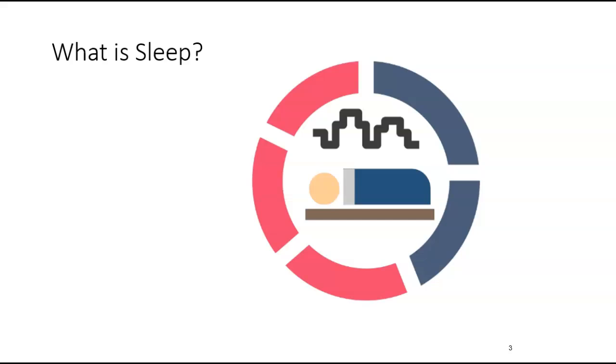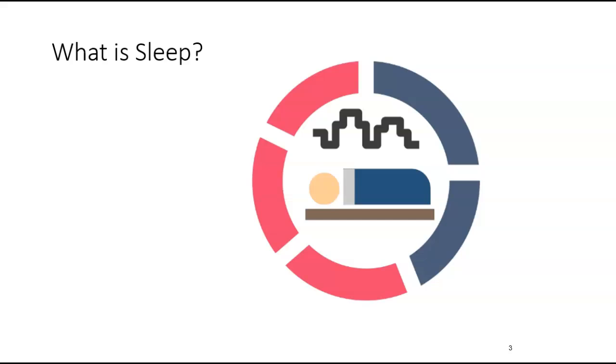Our sleep is made up of different types of sleep, including rapid eye movement sleep and non-rapid eye movement sleep. That's important because a lot of the medications that we give can affect our REM sleep. So it's just an important consideration.